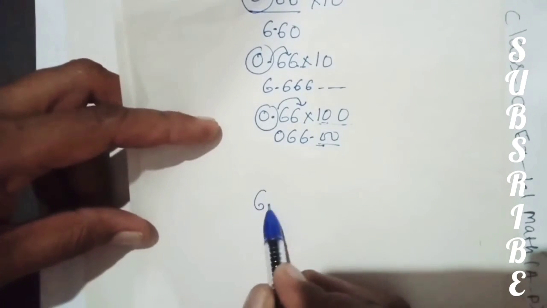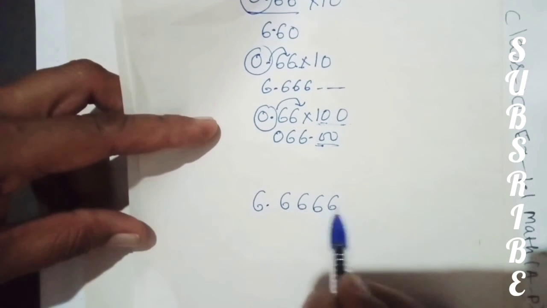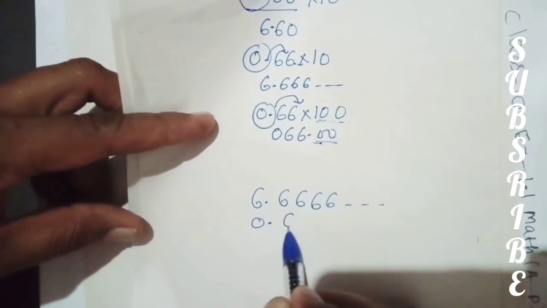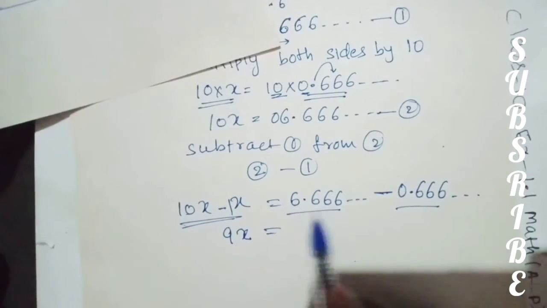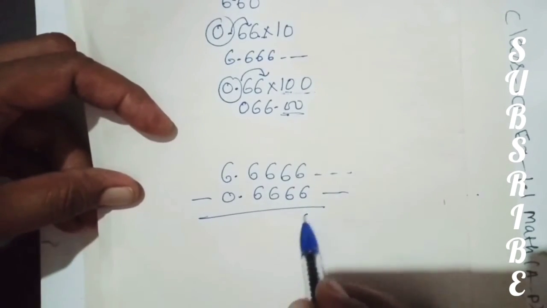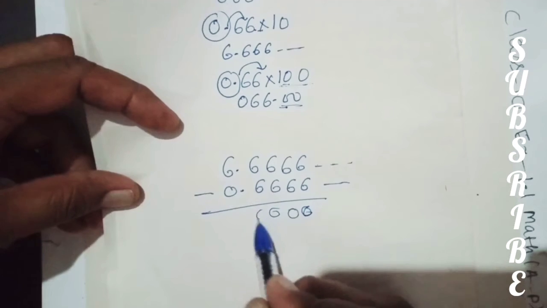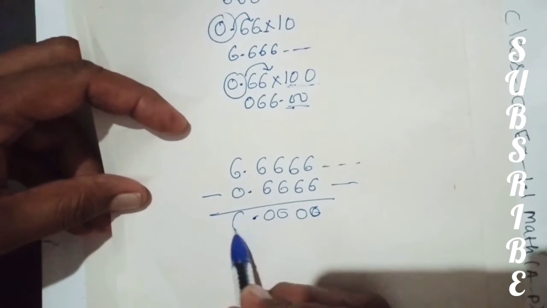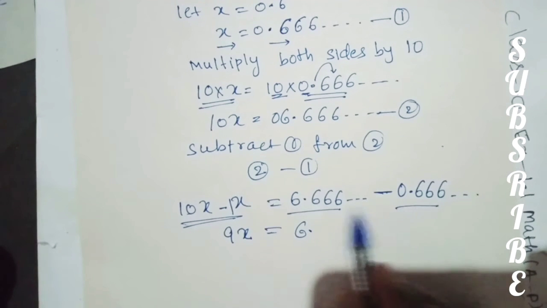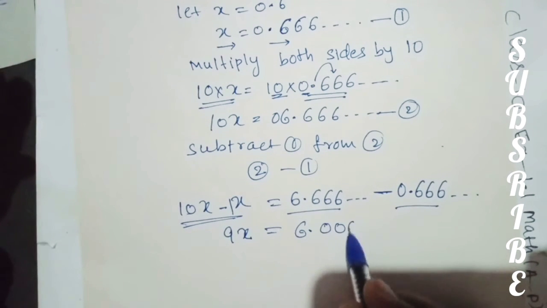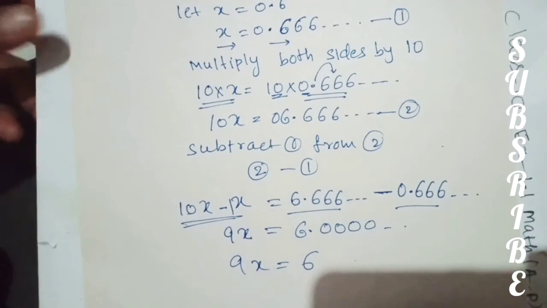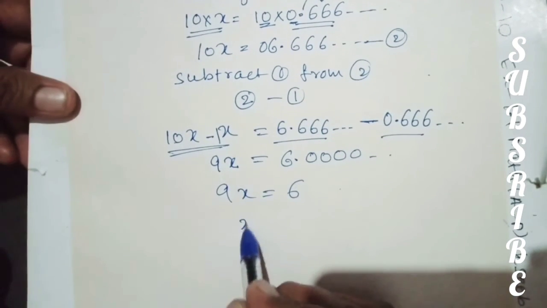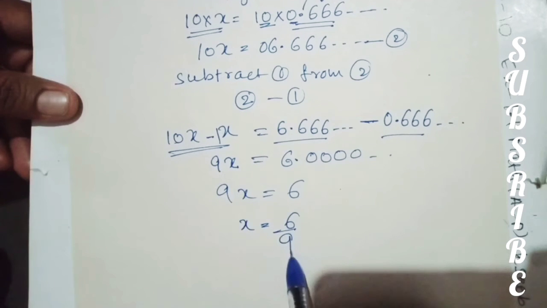You have here 6.6666 something like this, and it is 0.666 you are subtracting. Am I right? So if you write this way, this decimal part becomes 0 minus 6.00. So what you are getting here? 6 point, subtraction of this one is 6.000. So 9x equal to 6 you are getting, or you can write x equal to 6 upon 9.